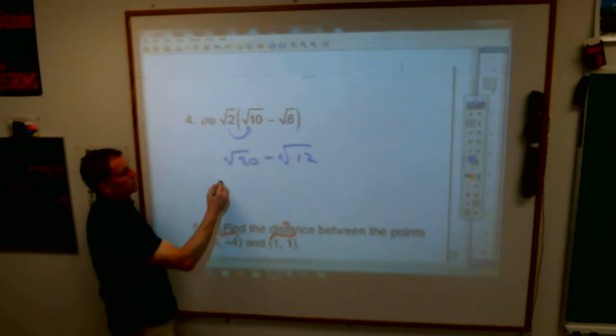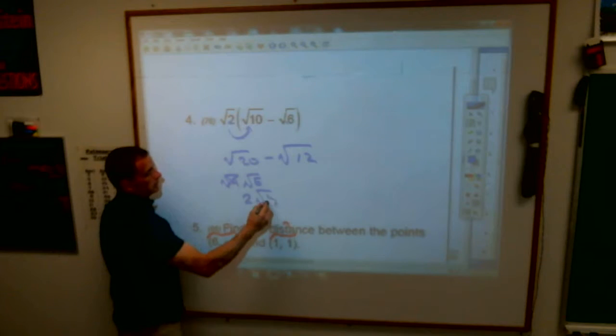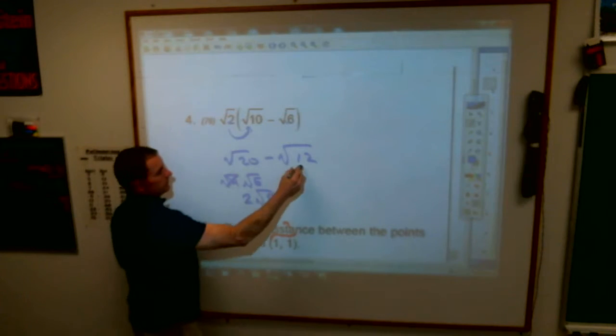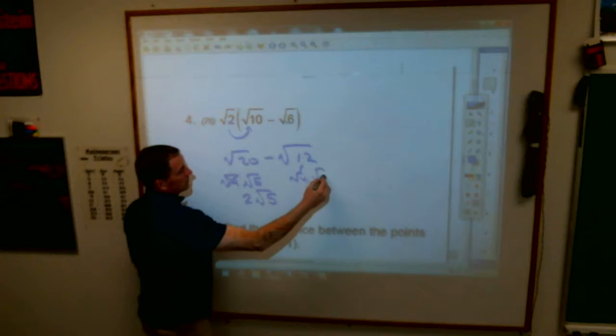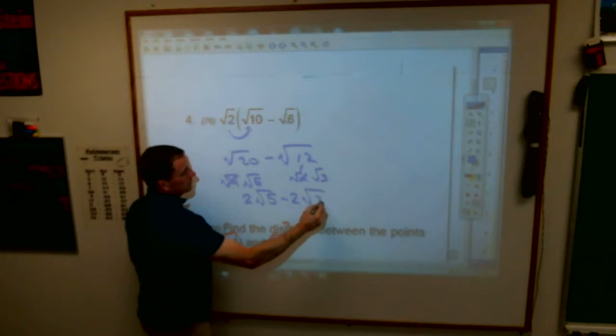So square root of 20 is the square root of 4 times the square root of 5, and the square root of 4 is 2. So you have 2 square roots of 5 there. This is the square root of 4 times the square root of 3, and the square root of 4 again is 2. Every time I've done that, it was 2.